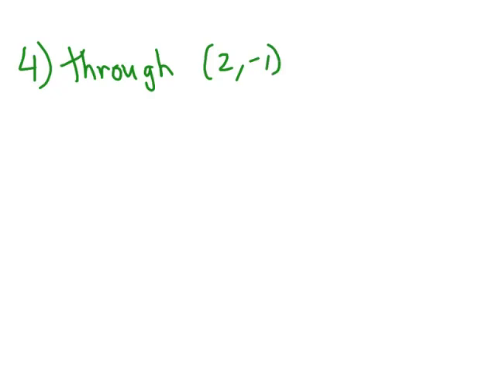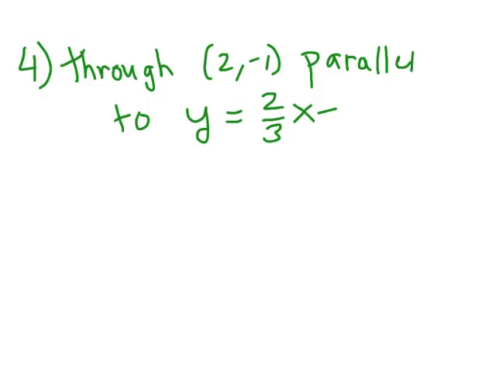All right, 2 more examples. I think, where did I leave off? I think this is number 4. Through 2, -1, parallel to y equals 2/3 x minus 5.